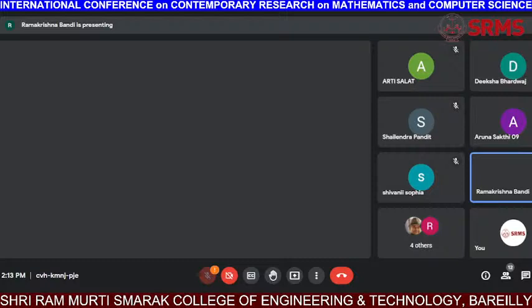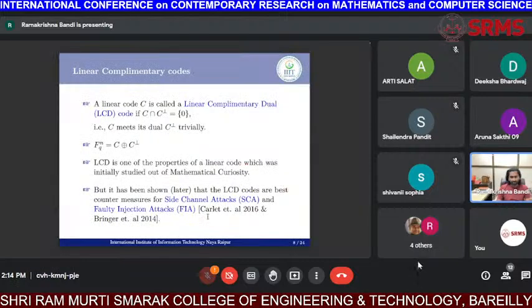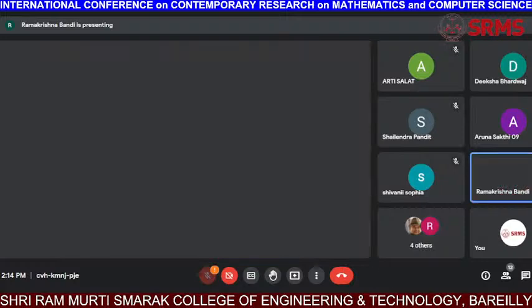Now, at first instance, this seems like just a mathematical property, okay? But in 2014 and 2016, Carlet et al. and Bringer et al. proved that these codes are very effective against side channel attacks and fault injection attacks. Okay, in security, they are quite effective. So what is so special about these codes? Why are these actually of interest?